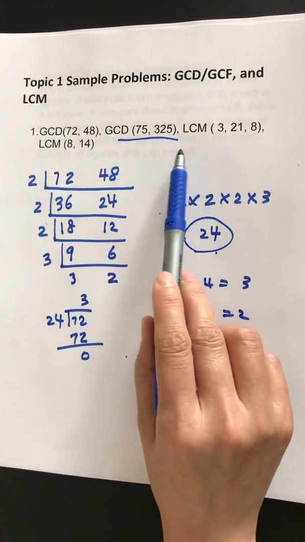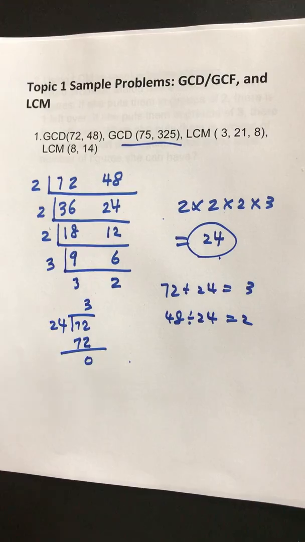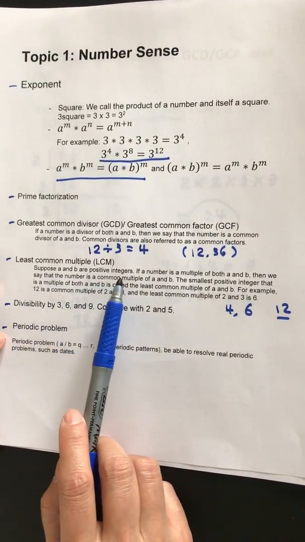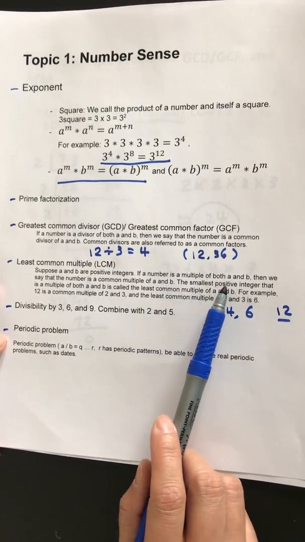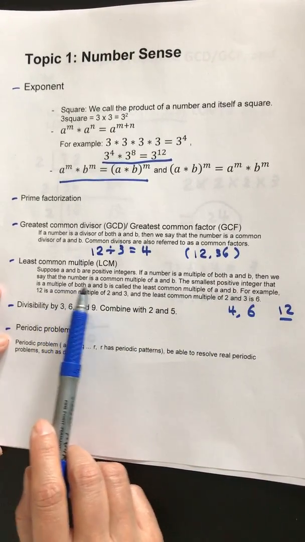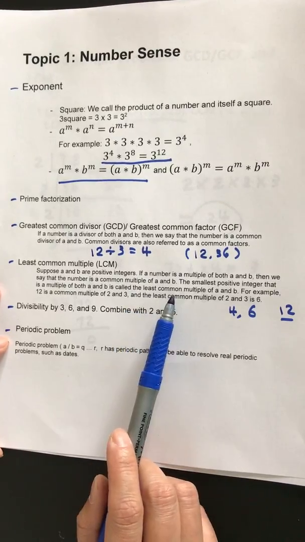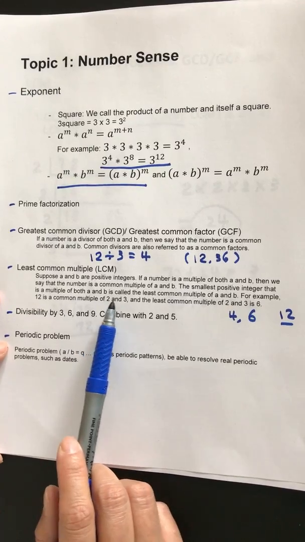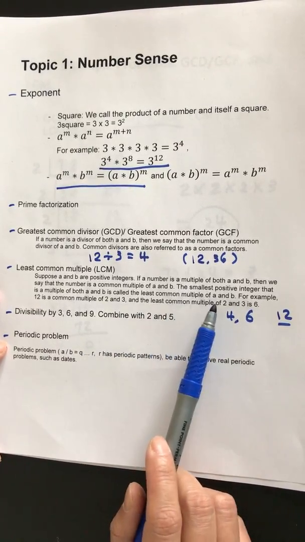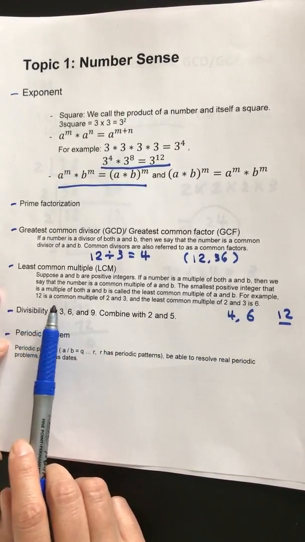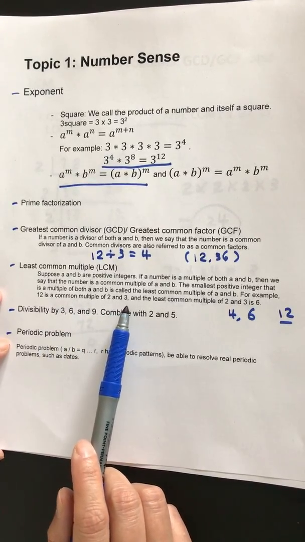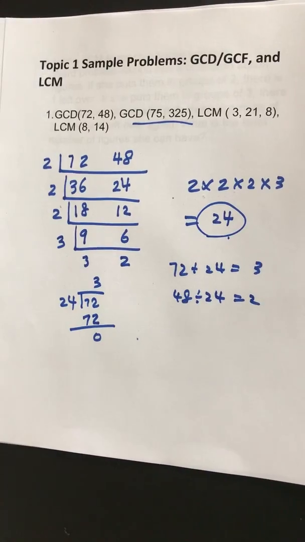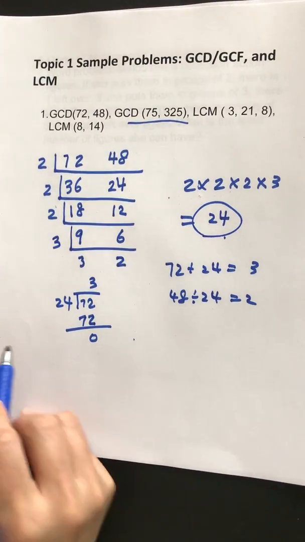Next, we talk about least common multiples. The definition is right here. Suppose a and b are positive numbers. If a number is a multiple of both a and b, then we say the number is a common multiple of a and b. The smallest positive integer that is a multiple of both a and b is called the least common multiple of a and b. For example, 12 is a common multiple of 2 and 3, and the least common multiple of 2 and 3 is actually 6. Okay, so now we look at this problem.